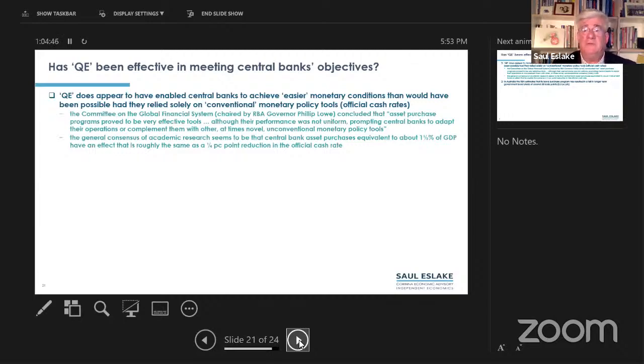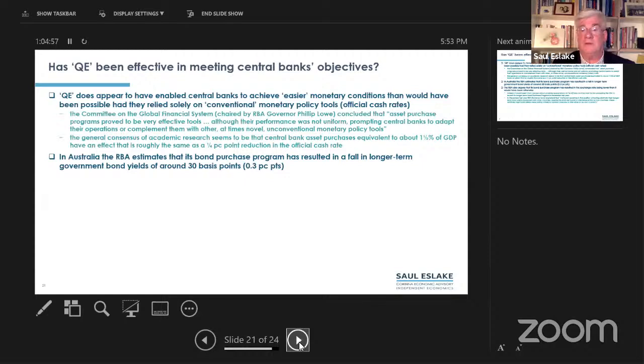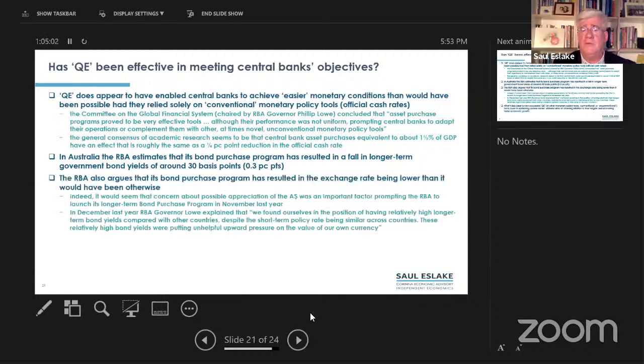The consensus appears to be that purchasing assets equivalent to about 1.5% of GDP has the same effect in stimulating economic growth as a 1/4 percentage point cut in official interest rates. The Reserve Bank here says that their bond purchase program has lowered long-term interest rates by about 0.3 of a percentage point. And as I mentioned before, one of the other factors that motivated them to purchase longer-term bonds was a belief that if they didn't, the Australian dollar could well have gone through 80 cents.